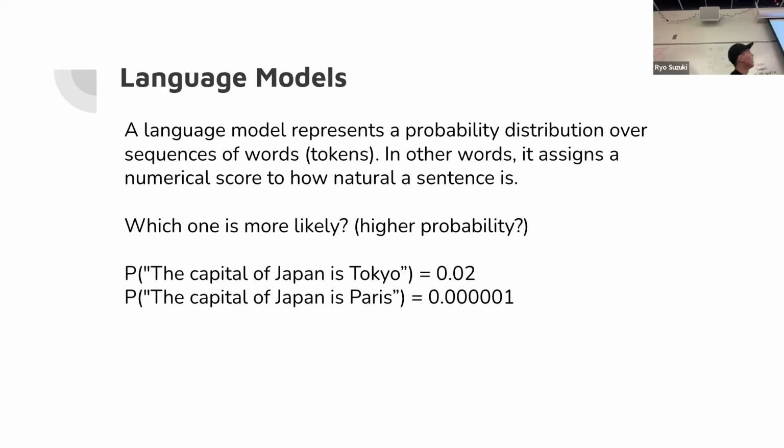So you have a language model, and this is the sentence: the capital of Japan is Tokyo, and the output is 0.02. Then a different input, the capital of Paris, gives you 0.00. Okay. So that is not training, it's more like inference. That is the point.